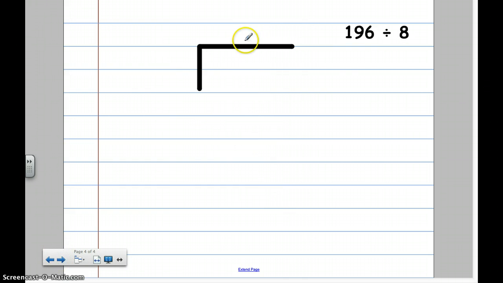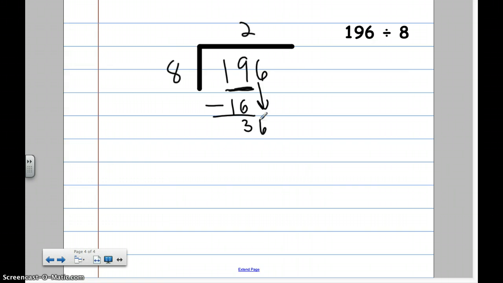Now, if I have a number like 196 and 8, 8 cannot go into 1. So I have to use both numbers. How many times does 8 go into 19? Well, that would be twice, because 8 times 2 is 16. Subtract, and then I bring down my 6. And I know that 8 times 4 is 32. 8 times 5 is 40. That's too high. So I have to go 8 times 4, 32. Subtract, and I get a remainder of 4.